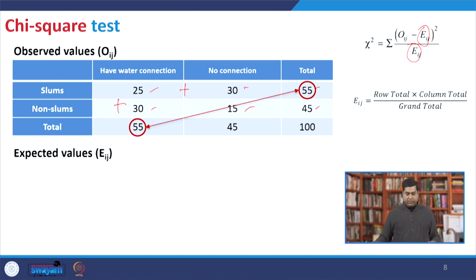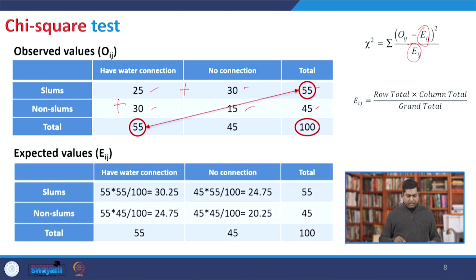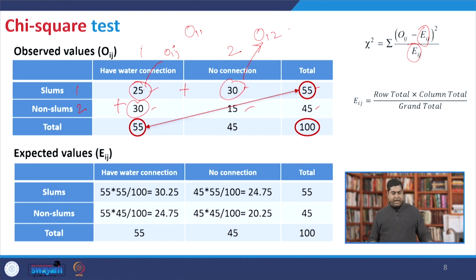Now let us understand how to find the Eij for the corresponding cell. This is the grand total. For the corresponding value, this is nothing but the Oij value. So these are all Oij, where i and j refer to the row and column. For example, this is 1, this is 2, this is 1, this is 2. So this cell is referred to as O11, this cell is O12, like that. Now E11 will be 55 times 55 divided by 100. So this is the figure.